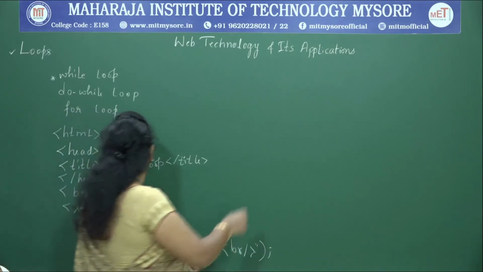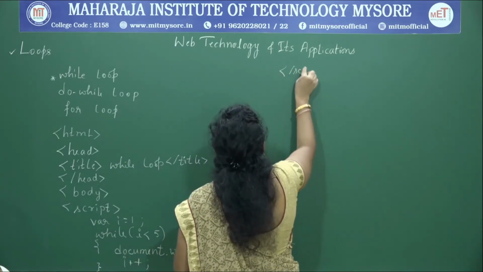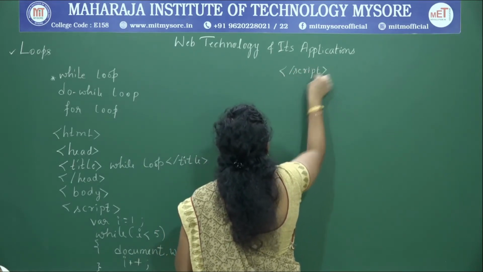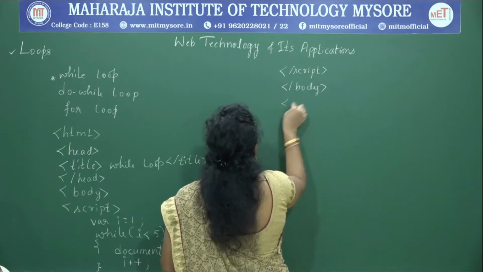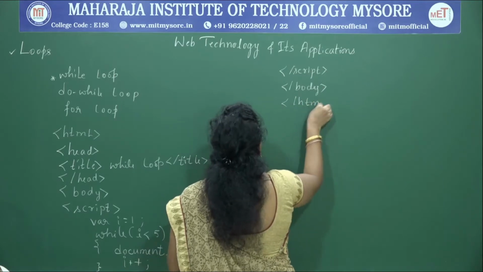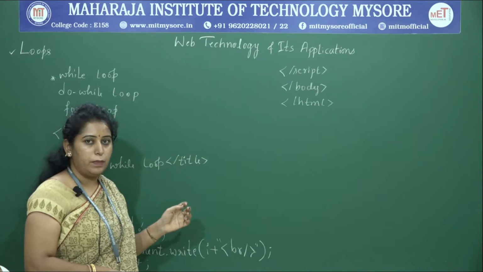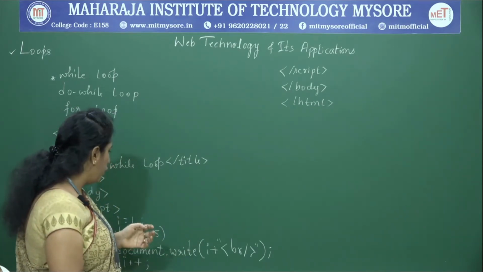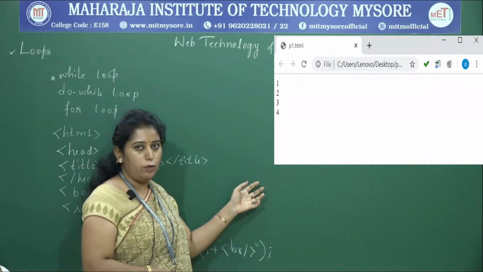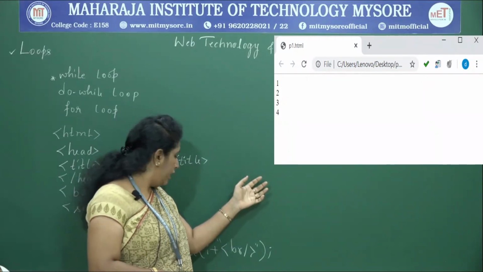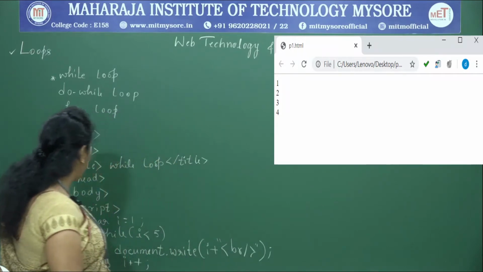So finally close the script tag, also close body, and also close HTML. So this is one simple program where you are using a while loop. Now after running this program you can look into the output to see how it actually works. Okay, so this is about the while loop.